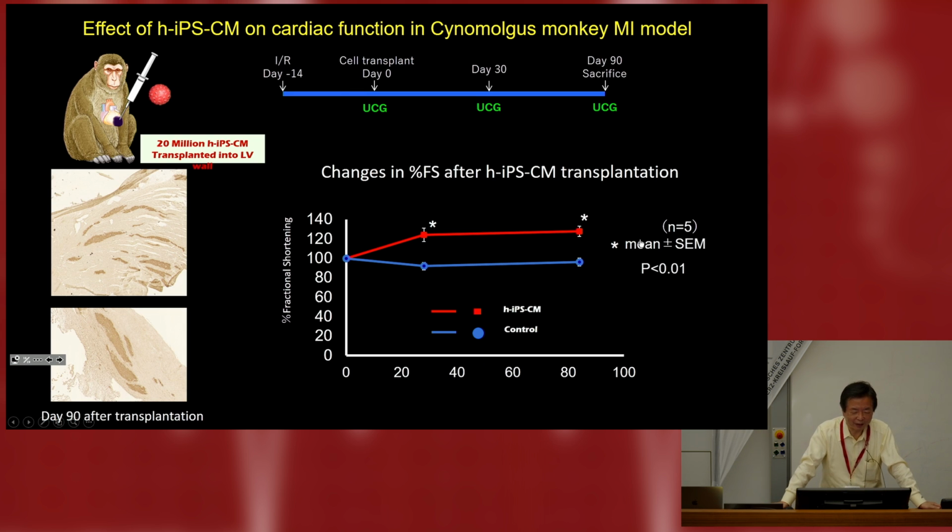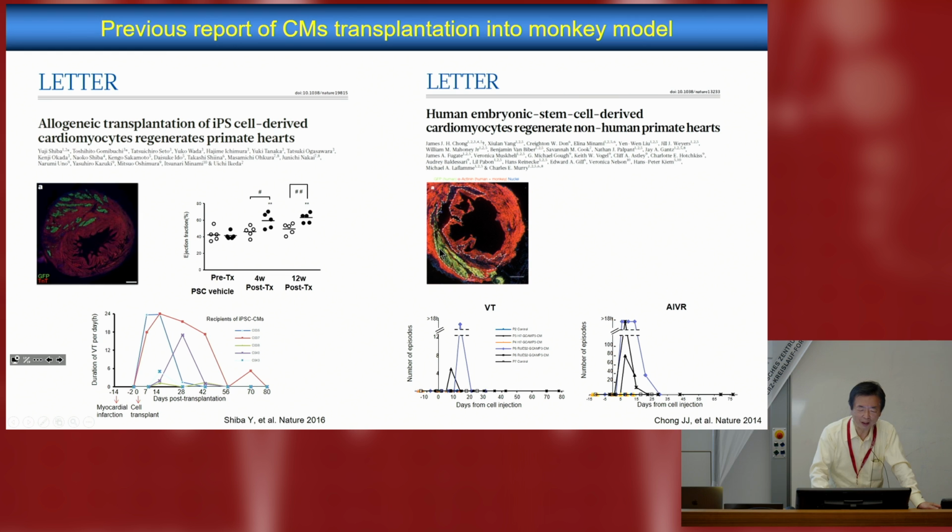Next, we performed this experiment. We transplanted human iPS-derived cardiomyocyte into the cynomolgus monkey MI model. And this dark brown area is a transplanted human cardiomyocyte. So human cardiomyocyte can survive in the monkey heart. And the right-hand panel indicates cardiac function after transplantation. After transplantation, the cardiac function improves in the cardiomyocyte transplanted group. But you know, the problem is arrhythmia.